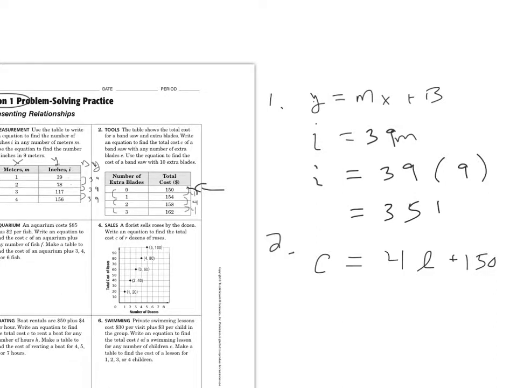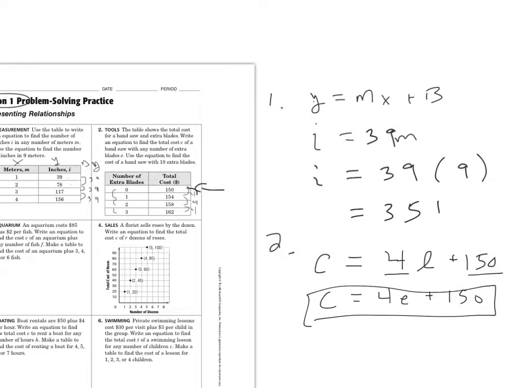So this slope number is 4, and then to make it look a little bit cleaner, we say that our cost is equal to $4 per extra blade plus the $150 for the bandsaw. So the $150 is a fixed cost. The $4 is the cost per blade. Okay, and so that's our equation right there.